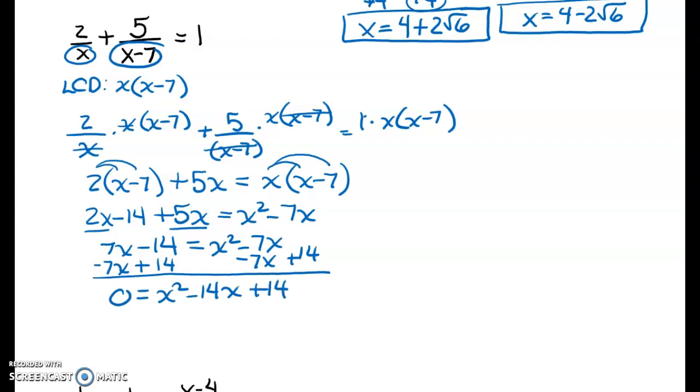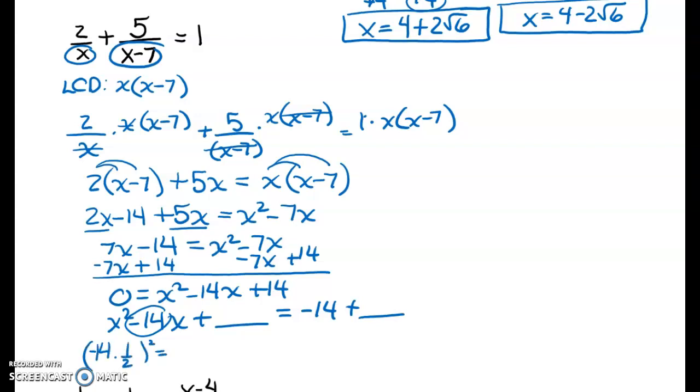And I know there are no factors of 14 that add to negative 14. So again, I'm going to go ahead and complete the square. I'm going to subtract 14 from both sides and leave this blank. And then I'm going to take this negative 14, multiply it by a half and square it. So I get negative 7 squared is 49. I'm going to add 49 to both sides. So when I factor this left-hand side, I get x minus 7 squared. What's 49 minus 14? It's 35.